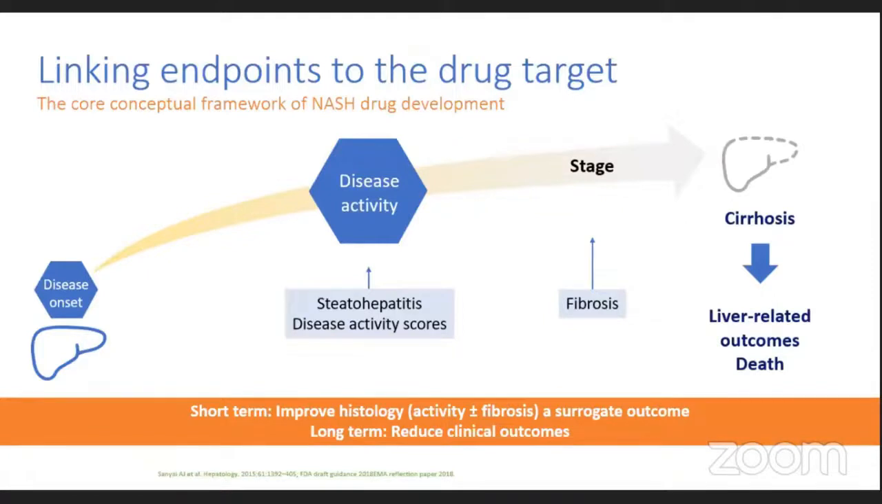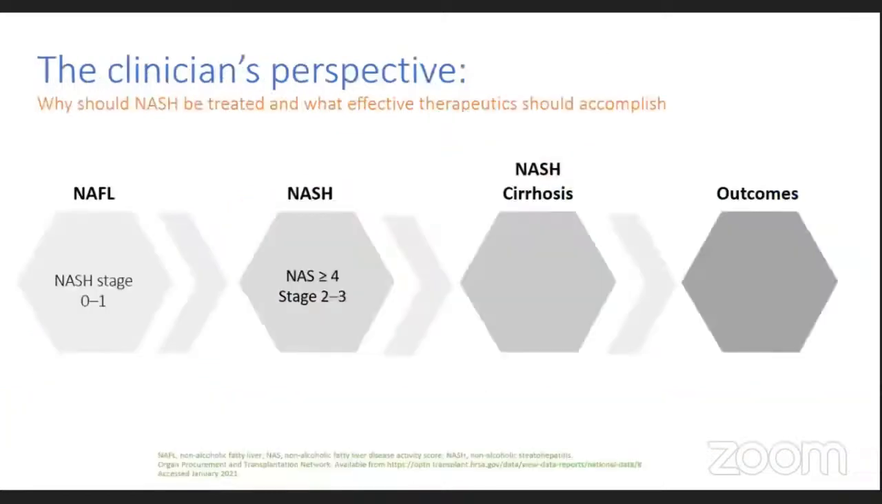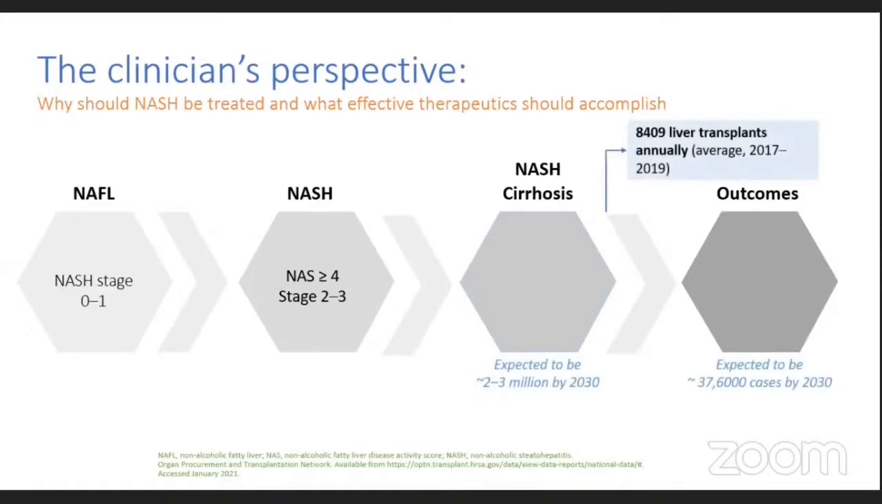So in the short term, depending on the mechanism of action, our goal is to reduce activity and fibrosis. These are surrogate outcomes. And in the long term, to reduce clinical outcomes. So in the context of fatty liver disease, you can think about stage 0 to 1 NASH, and then a critical stage, which we call at-risk NASH, defined by the presence of steatohepatitis, high activity scores, and stages 2 and 3, which are at higher risk of progressing to cirrhosis, and once you get to cirrhosis, an increased risk of progression to outcomes. So that is the normal population that we generally consider for treatment, because once you get to cirrhosis, you progressively lead to outcomes, and it's expected that we will have 2 to 3 million people with cirrhosis in the US by 2030, and this is expected to result in almost 37,000 patients living with end-stage liver disease by that time.